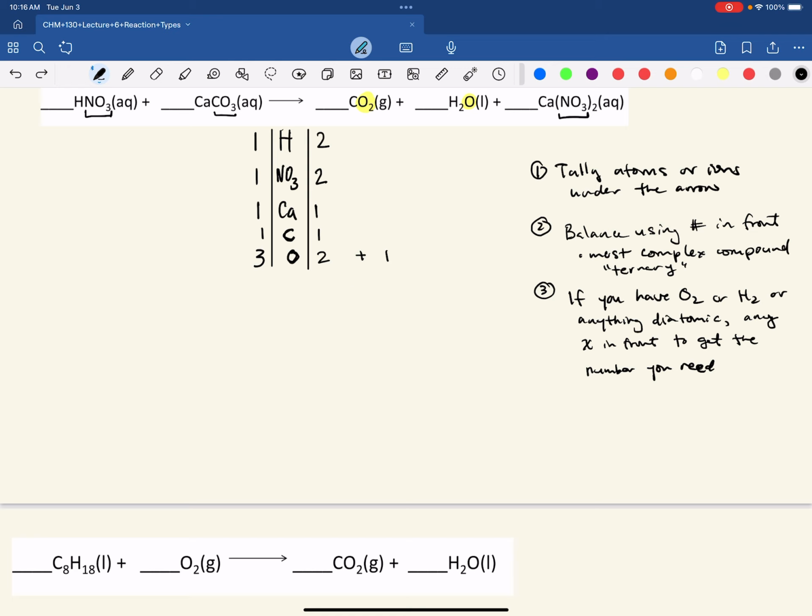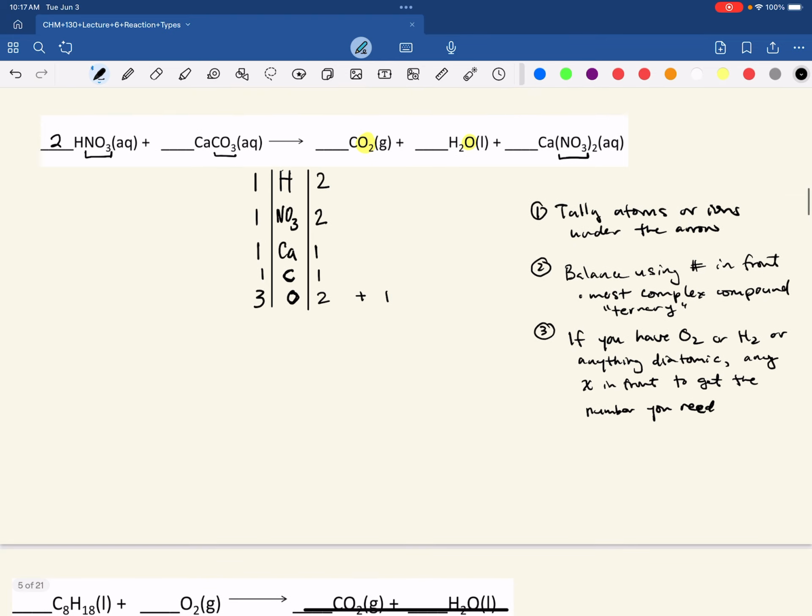Okay? All right. So now let's go ahead. And again, we want to start with balancing the most complex molecule. So in my mind, it's the calcium nitrate, okay? So really, I have 2 NO3s, and I'm going to write a 2 here to make it, I want 2 on this side as well, right? So I'm going to make that a red. So this makes it 2 NO3s and makes the hydrogen 2 as well, okay?